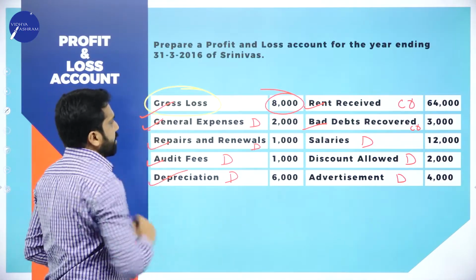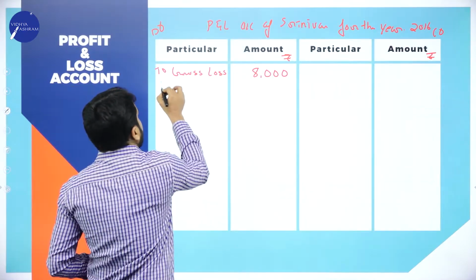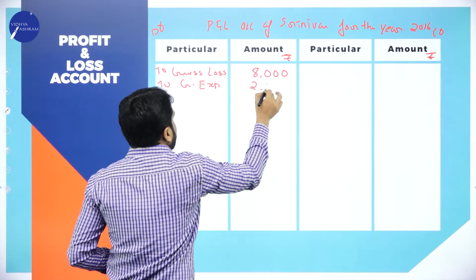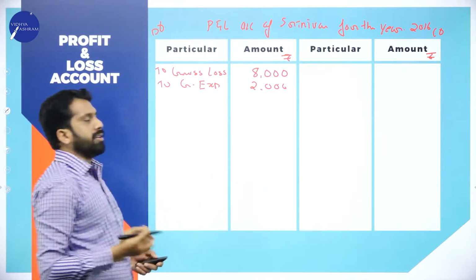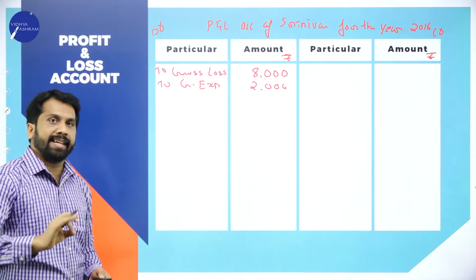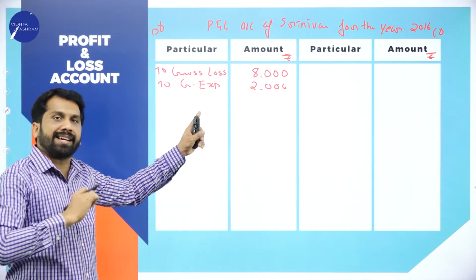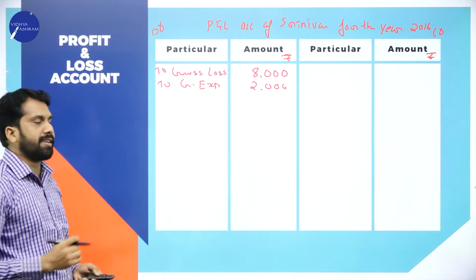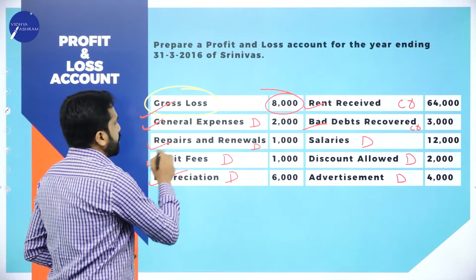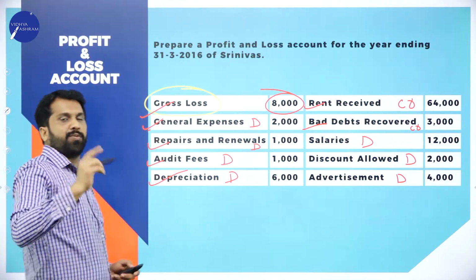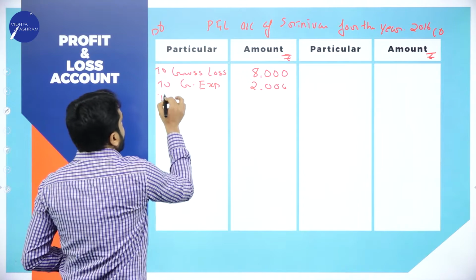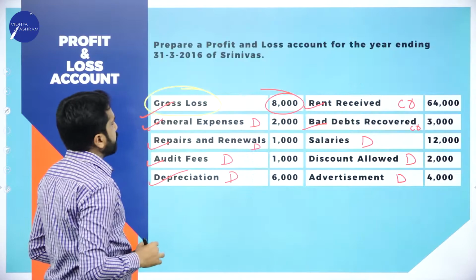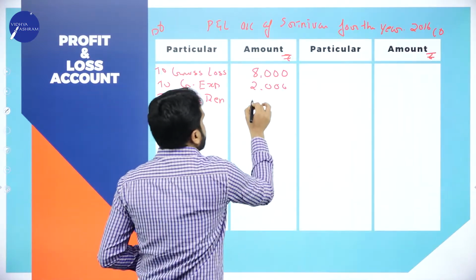General expenses, debit side, 2,000. I am using shortcuts like G. So, in your book or examination, please never go for shortcuts. Write complete words. Because of little space, I am using shortcuts. After general, repairs and renewals, 1,000.